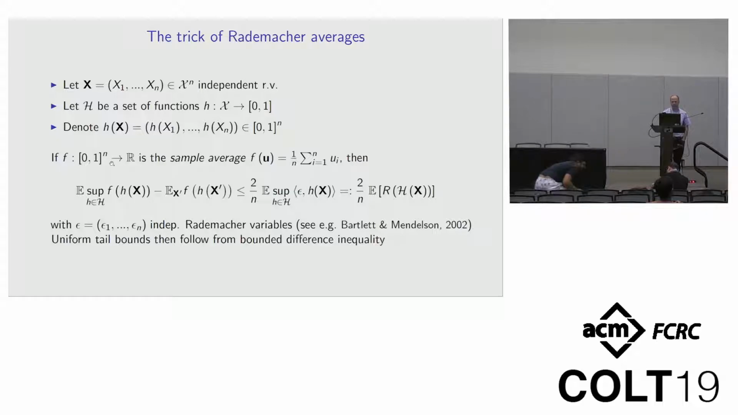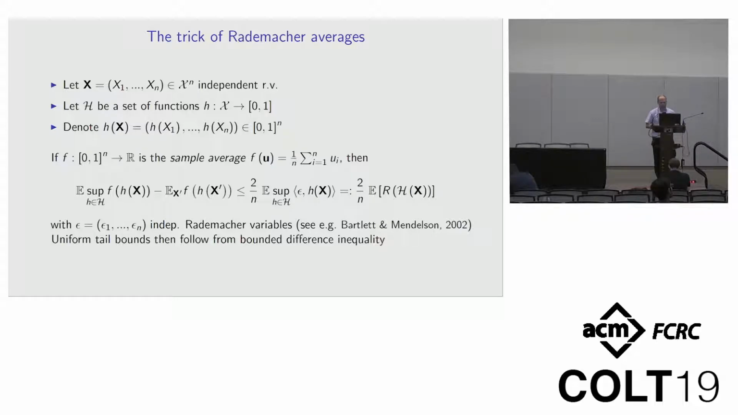To prove this, you take an independent copy x prime, put it inside this expectation, and then you observe that if you exchange a component of x with a component of x prime, the result is invariant under this change. And then you introduce the Rademacher variables and then the Rademacher complexity. The same result holds for the Gaussian complexity.